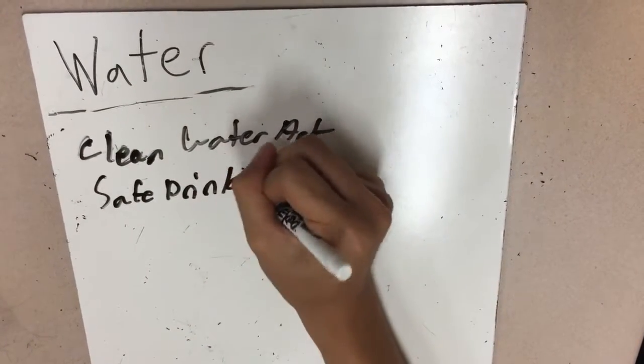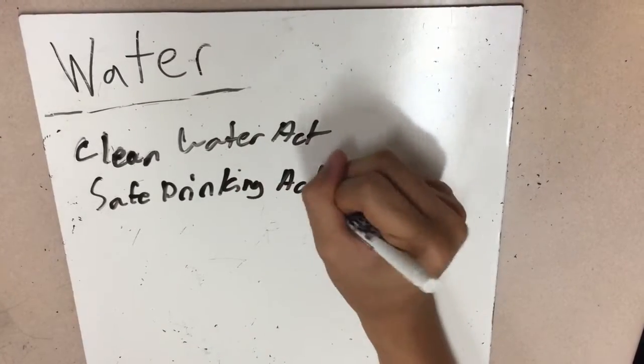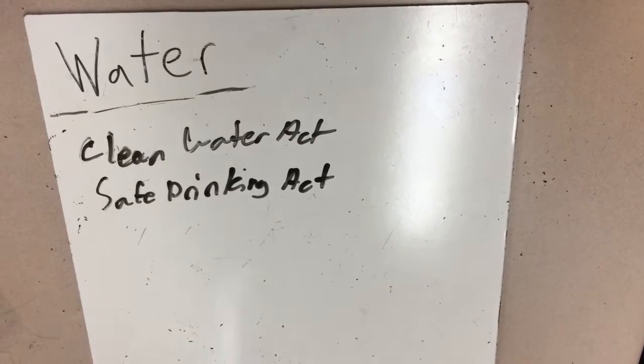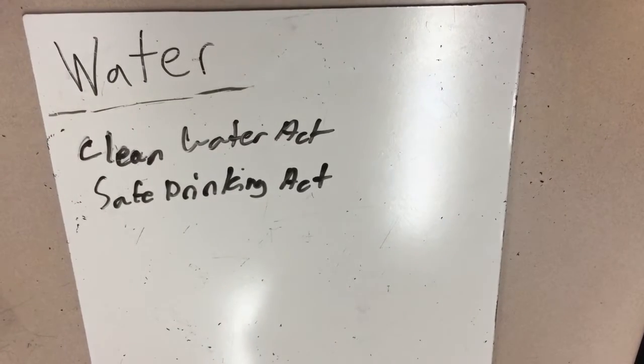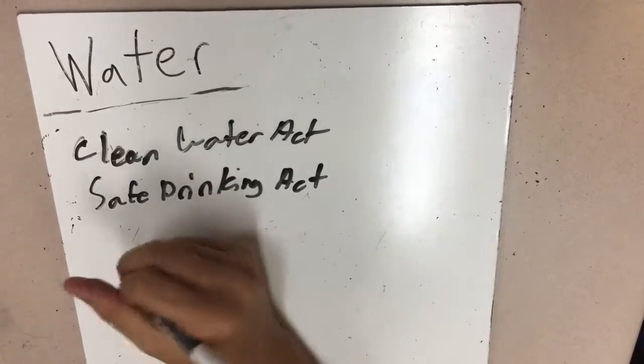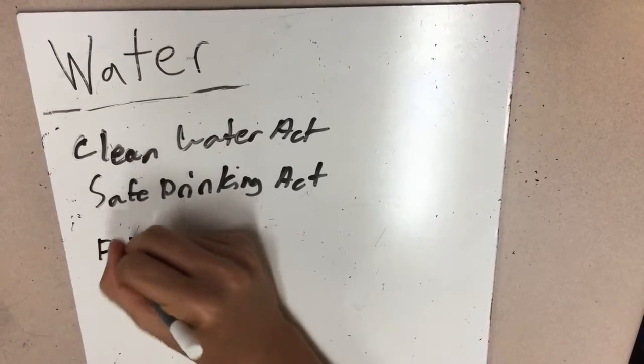These are pretty self-explanatory. Clean Water Act basically limits the amount of pollutants you can put into bodies of water, and Safe Drinking Water limits the number of pollutants which you can put into drinking water. And other methods to clean water. So we have the steps.